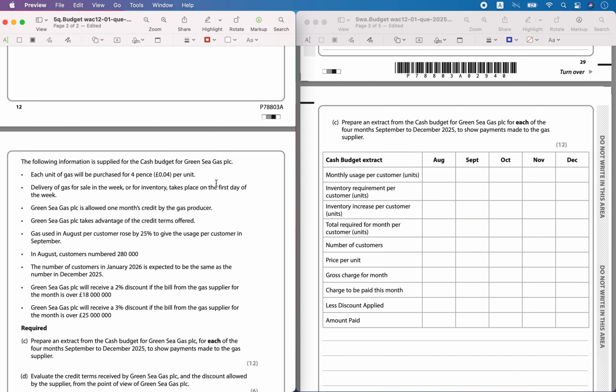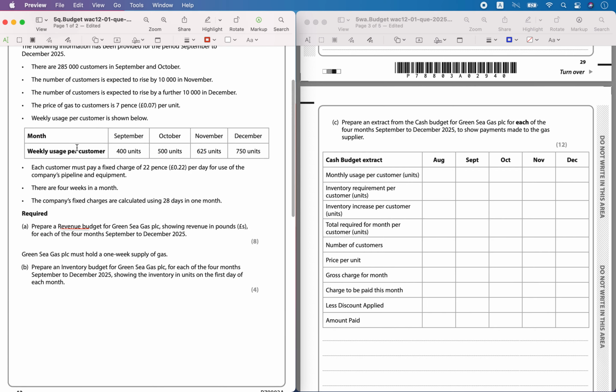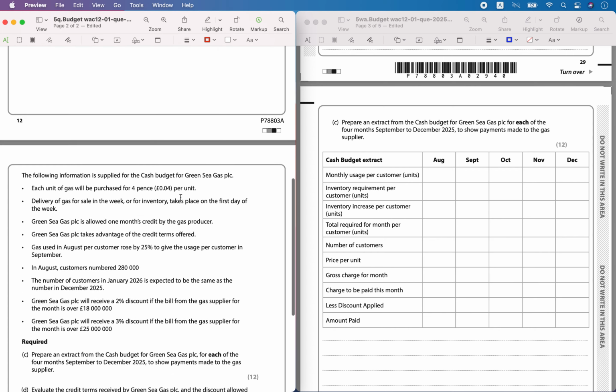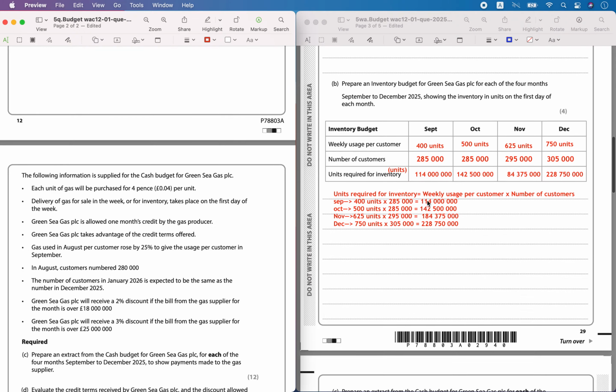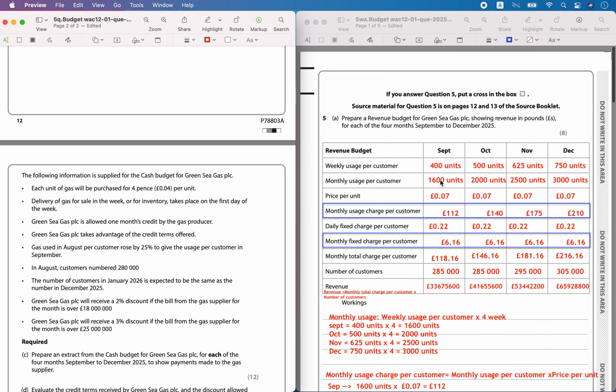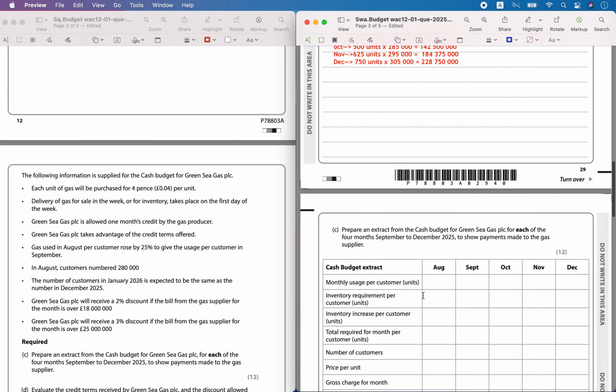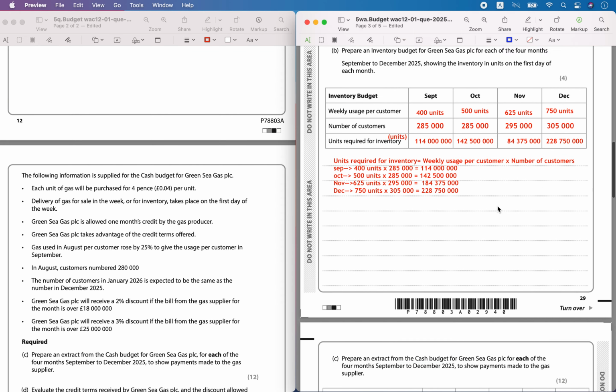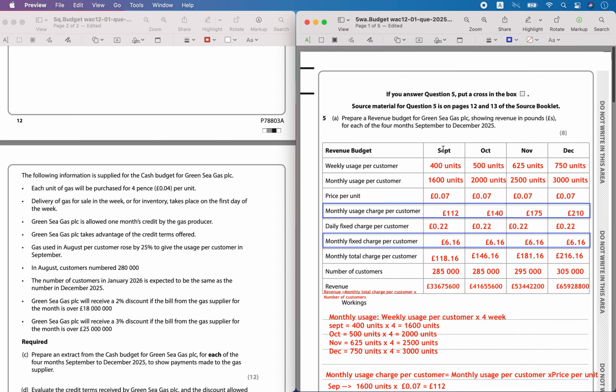First one is the monthly usage per customer in units. How many units did the customers use in the entire month? We had the weekly usage per customer, and we also calculated the monthly usage per customer. Weekly usage times 4 gives the monthly usage. So they have already given 400 units times 4, which equals 1600 units as the monthly usage for the month of September.